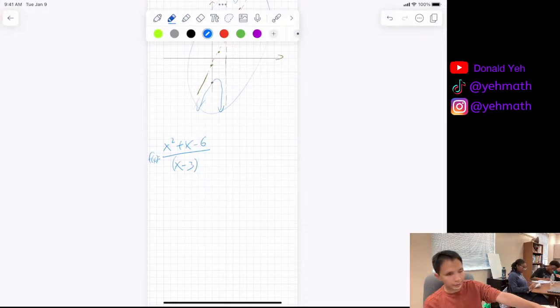People were always scared of slant asymptotes. It's nothing scary. It's actually pretty easy to graph.